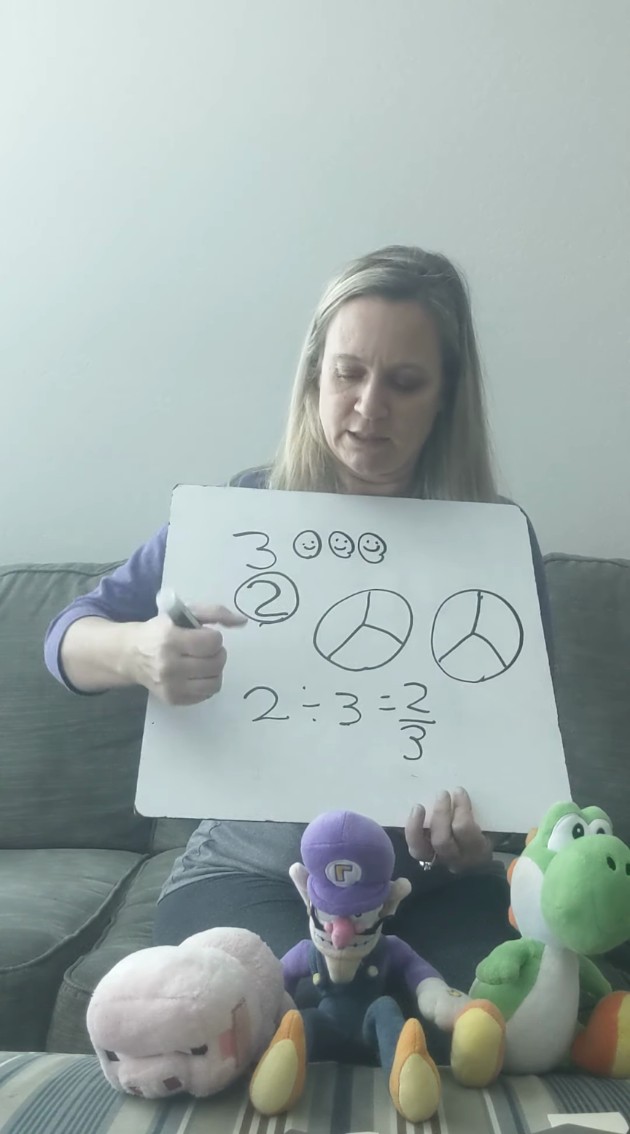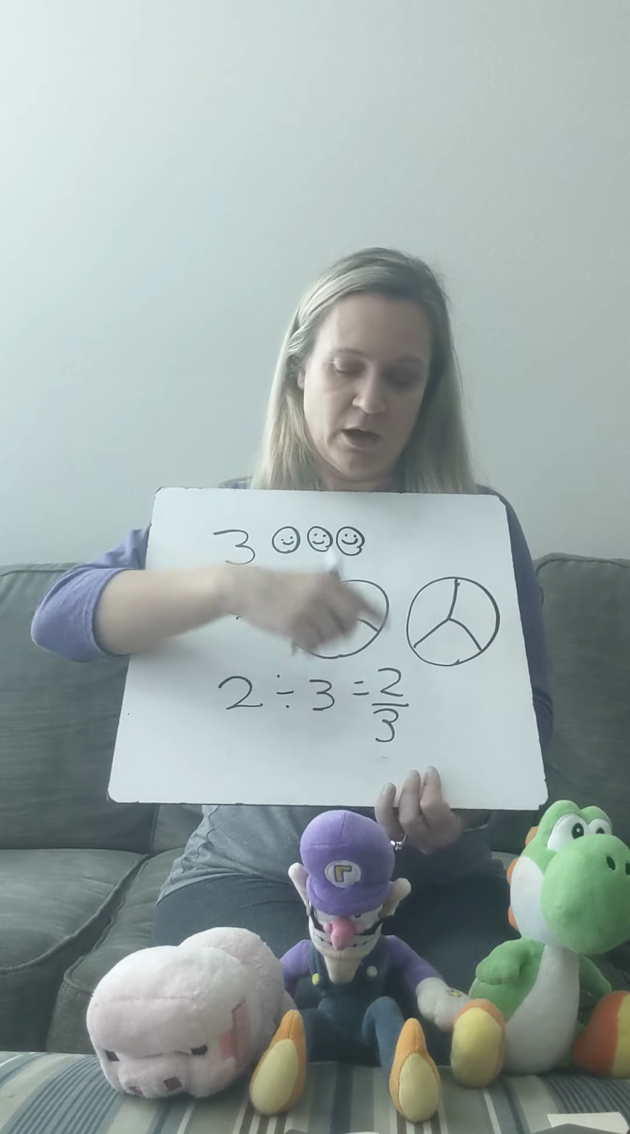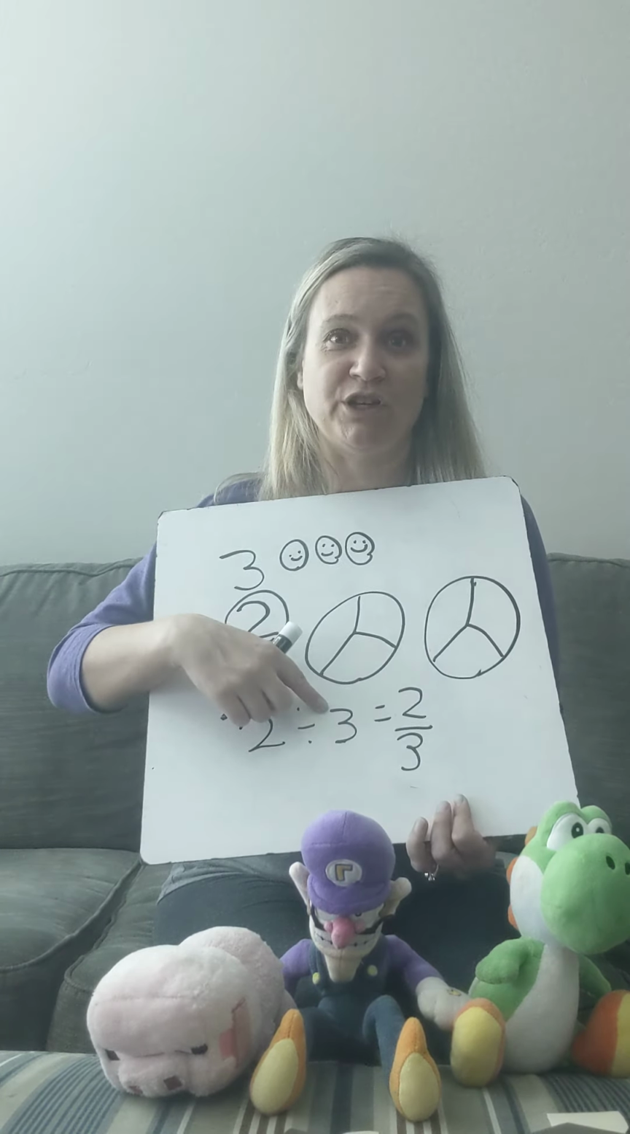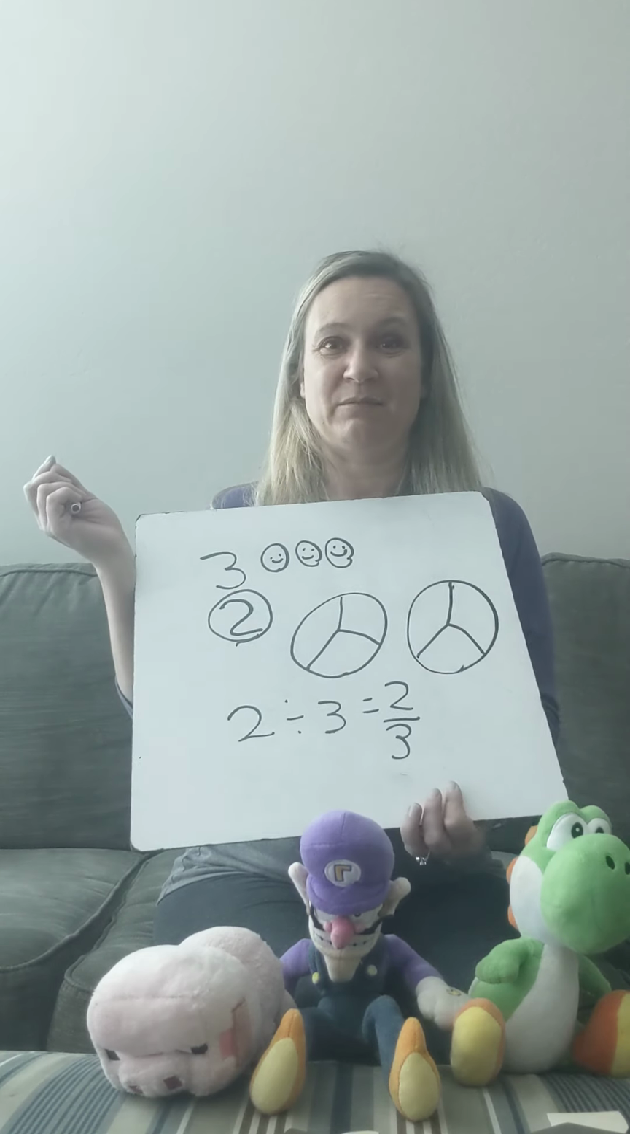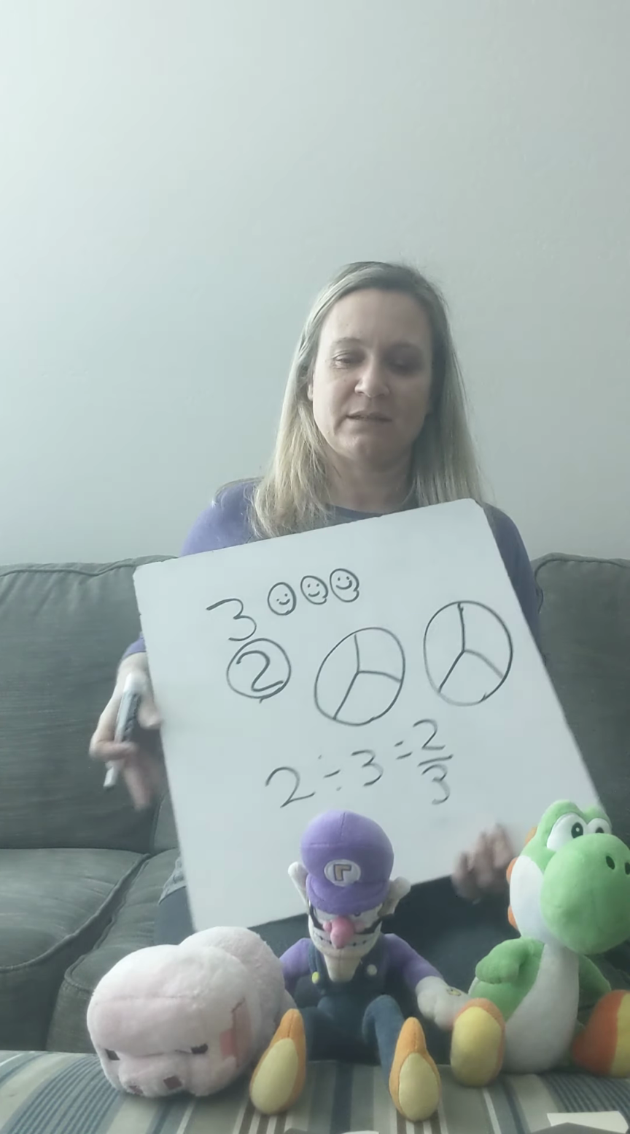So really what I did is I took the cookies, made that my top number, and took the number of friends wanting to share the cookies and made that into my bottom number. Great, let's look at another example.